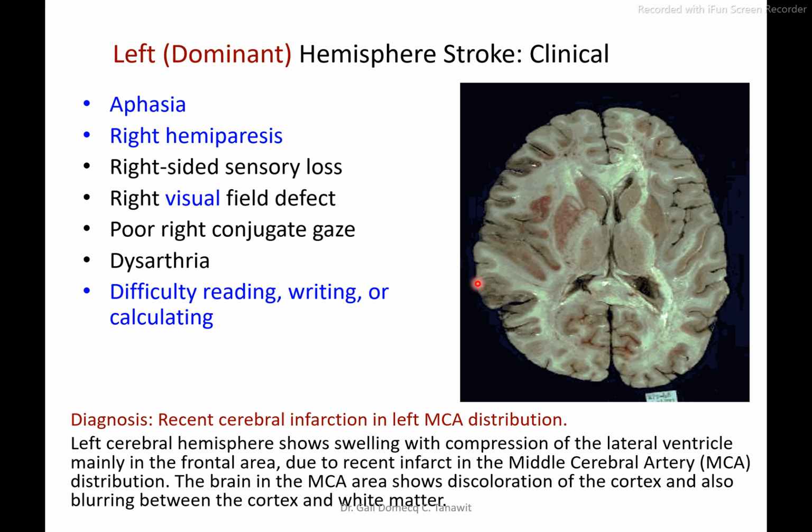Okay. So for a left dominant hemisphere stroke, what will happen? Aphasia, right hemiparesis. It's contralateral. Pag dito ang nadali, it would be the opposite, ang manifestation. So remember, may decussation ka. Go back to the anatomy. Right visual field defect, poor right conjugate gaze, dysarthria, difficulty reading, writing, or calculating. So that would be a recent cerebral infarct in the left middle cerebral distribution.